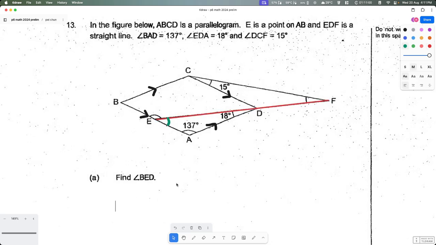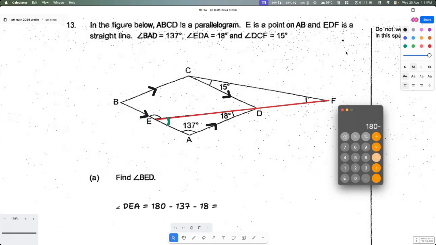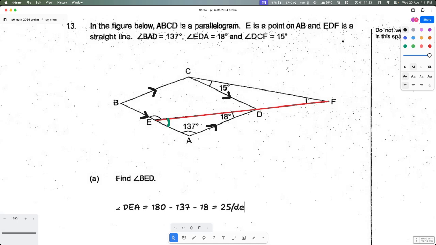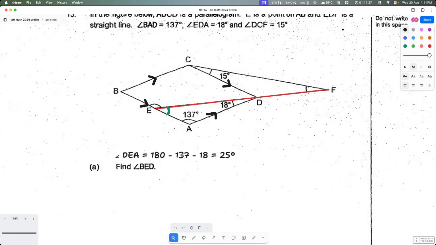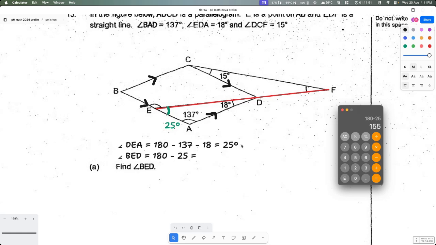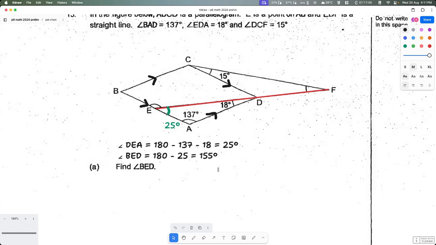Okay, so with that, let's do this. So angle DEA is equal to 180 minus 137 minus 18, and this is equal to, let's use the calculator, 180 minus 137 minus 18. Okay, this will give us 25 degrees. Once we know this is 25, let me just put here 25 in green color. Then we can get BED. So angle BED is equal to 180 minus 25, which is 155 degrees. All right, there you go. That's the answer, 155 degrees.